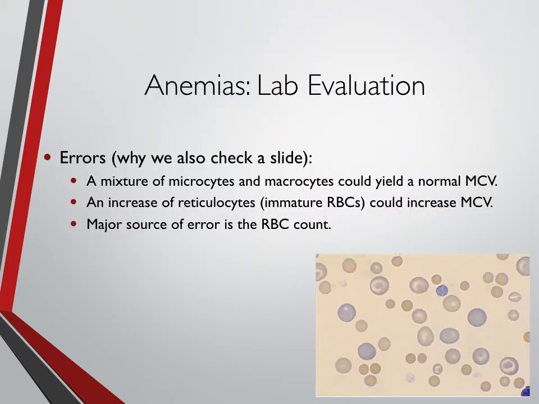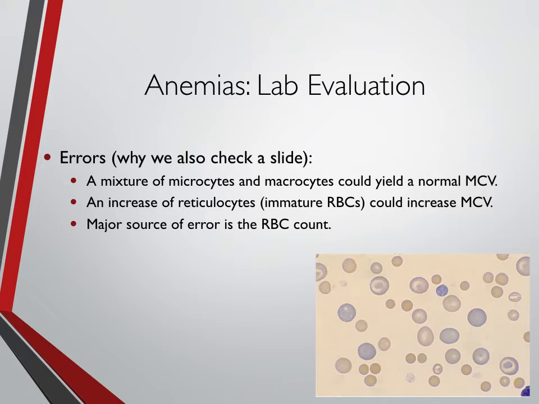Now, sometimes there can be errors on the MCV, and this is why we are going to check a slide. If we have a mixture of microcytes and macrocytes, like you see in this image here, if we have anisocytosis, our mean could come to a normal MCV. If we have an increase of reticulocytes, like we see in this sample here as well, or polychromatophils, that could increase our MCV as well.